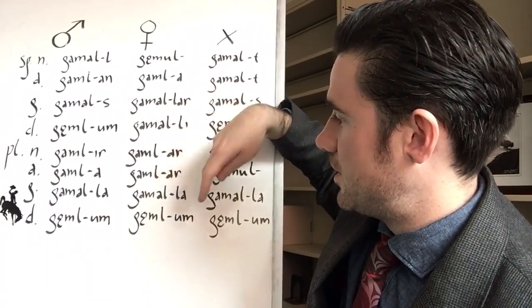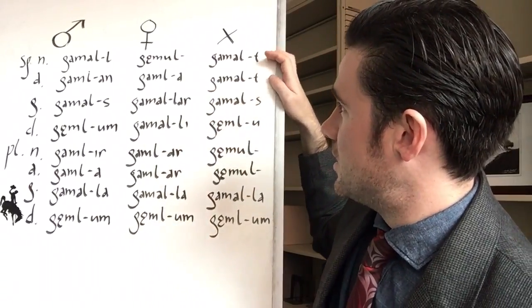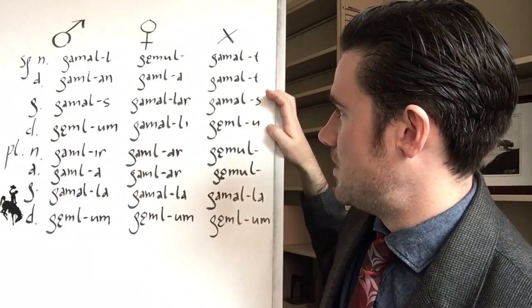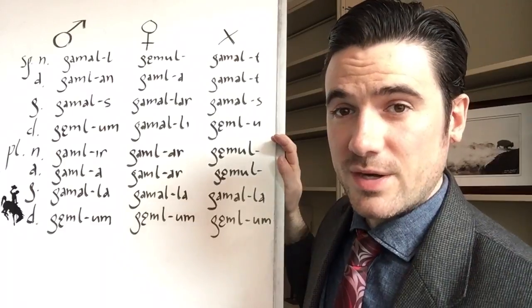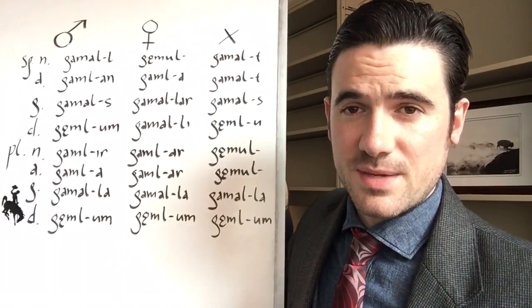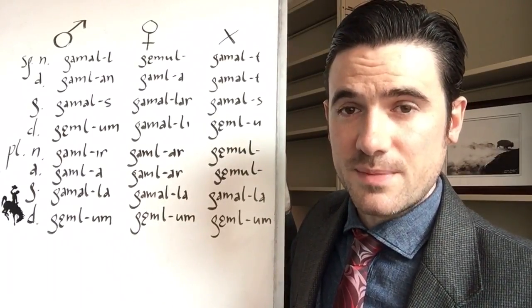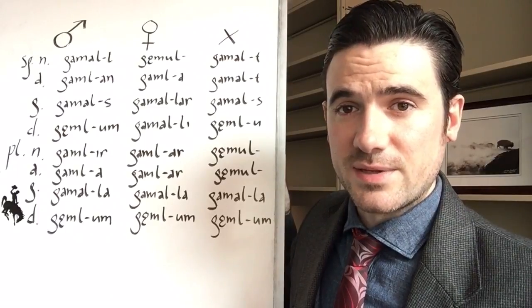Then gamlar, gamlar, gamla, gömlum, like we'd expect. In the neuter, also gamalt, gamalt, gamals, gömlu, with your typical endings. All right, now this also happens with N, so let's take an example of an adjective where this happens with N. Let's look at þrekinn.